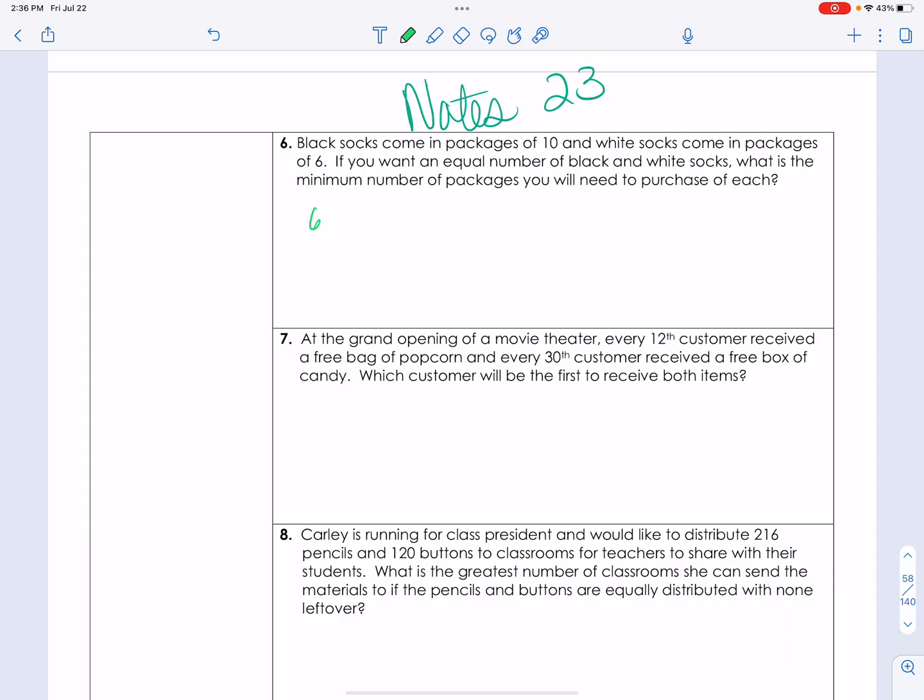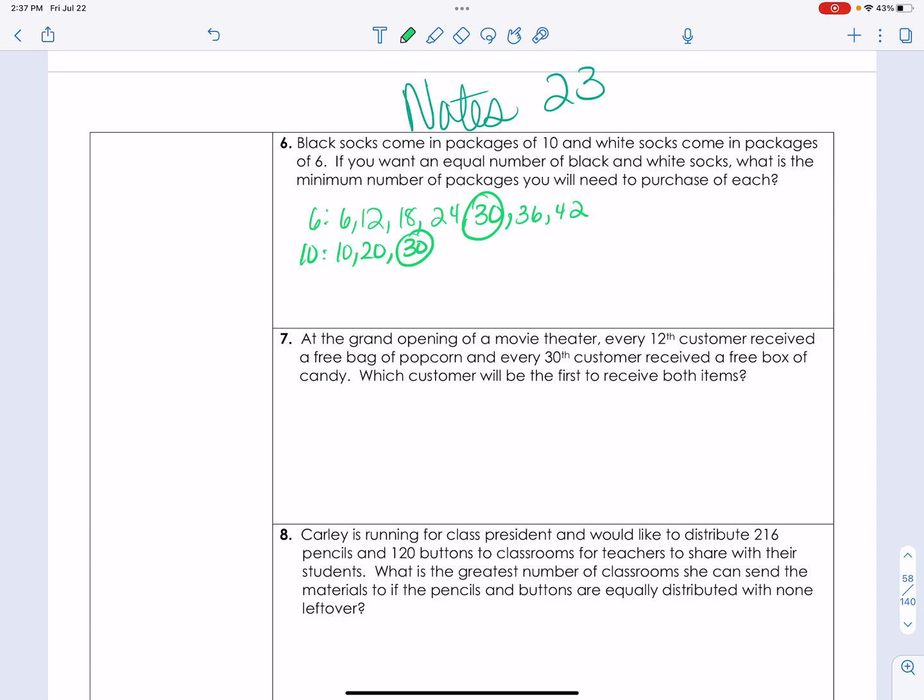So if you do 6, you have 6, 12, 18, 24, 30, 36, 42. I think that's probably enough because 10 is 10, 20, 30. There it is. Right, my answer is 30. I need 30 socks, or 30 of each.